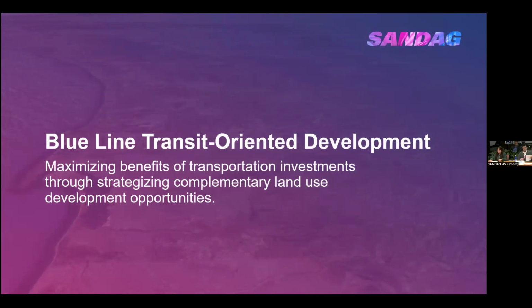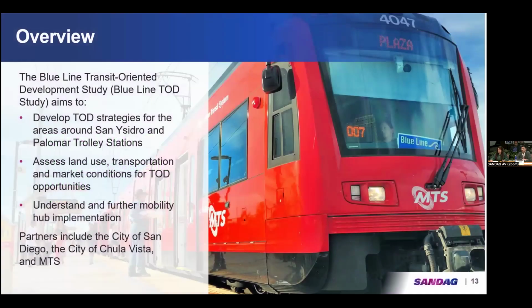Thanks, Zach. The Blue Line Transit-Oriented Development Study, or Blue Line TOD study, is building off near-term infrastructure investments while providing a case study for TOD opportunities along the Blue Line trolley. The study will also contribute to the long-term vision of the San Ysidro Mobility Hub, helping shape land use considerations, working alongside our stakeholders and cities. Not wanting to plan for transportation projects in a silo, the goal of the study is to plan holistically to maximize benefits of transportation investments through complementary land use strategies.